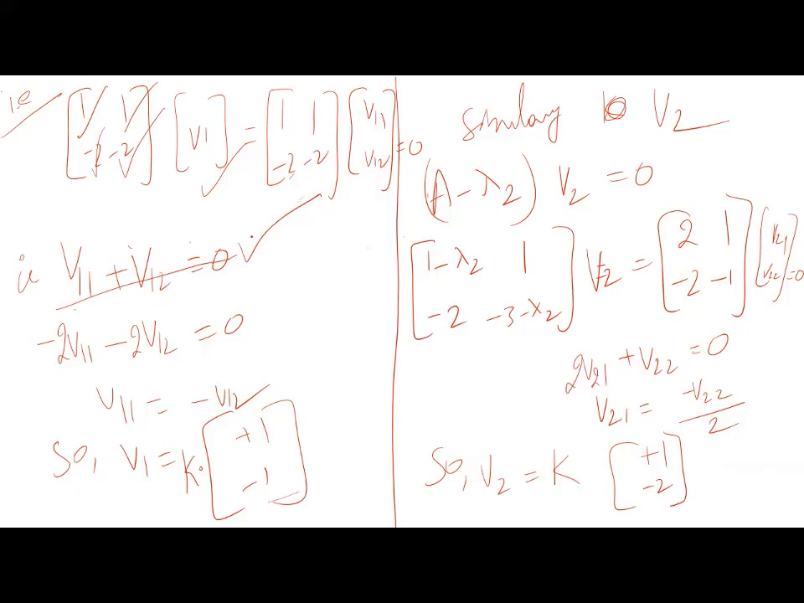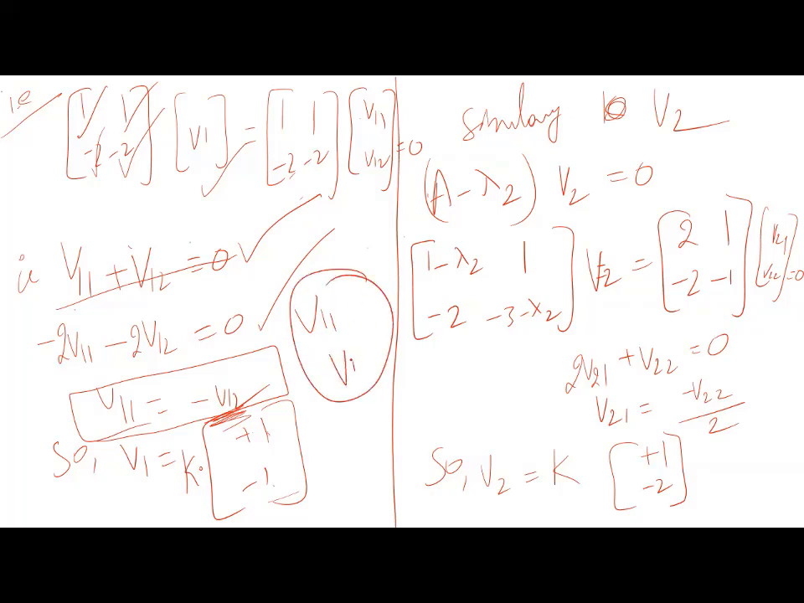If you see even the second one, minus 2 v11 minus 2 v12 is equal to 0. That is, v11 is equal to minus v12. So v1 is equal to some k into plus 1 minus 1. Now we have to find out the relation between v11 and v12. That is, v11 is equal to minus v12. Such a formation is called an eigenvector.